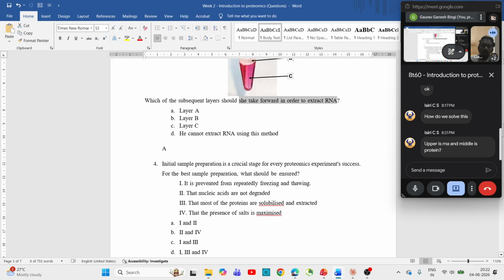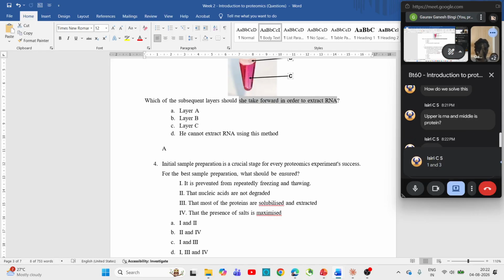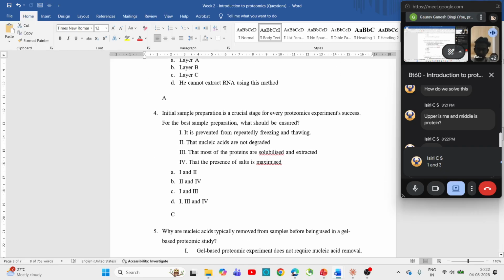Nucleic acid are not degraded. Most of the proteins are solubilized and extracted. The presence of salt is maximized. Which one you should make sure that it's there? Yeah, the answer is C.